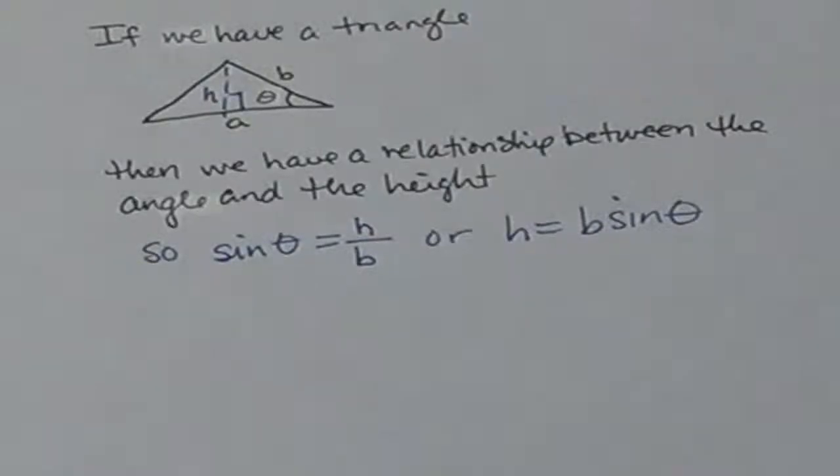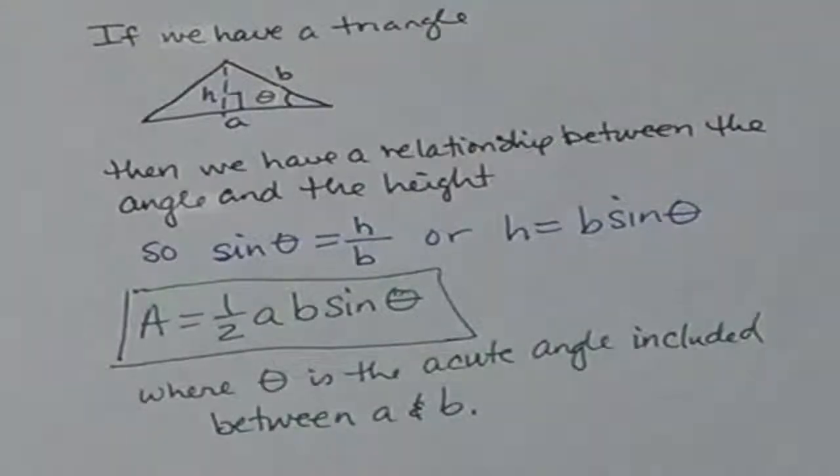And so putting this together with our geometric formula, where it's 1/2 the base times the height, our triangle gives us the area as the area equals 1/2 AB sine theta, where theta is the acute angle included between A and B. And so for any acute triangle, or a triangle that has an acute angle, and we're trying to find the area, we can always find it this way.